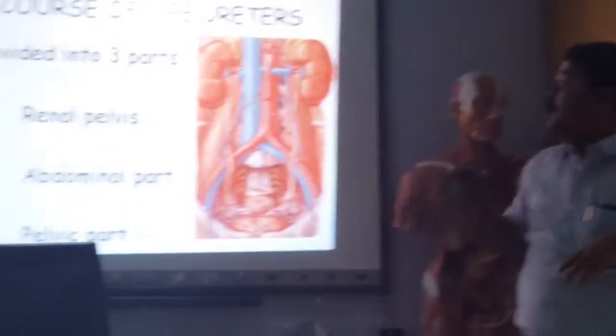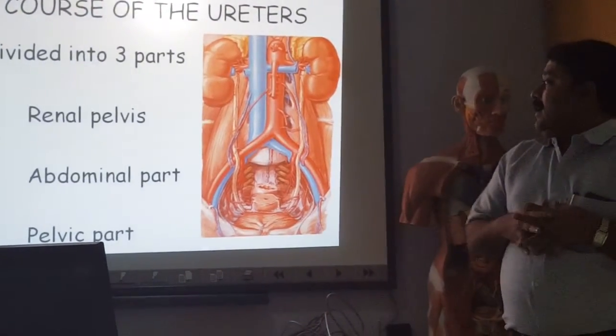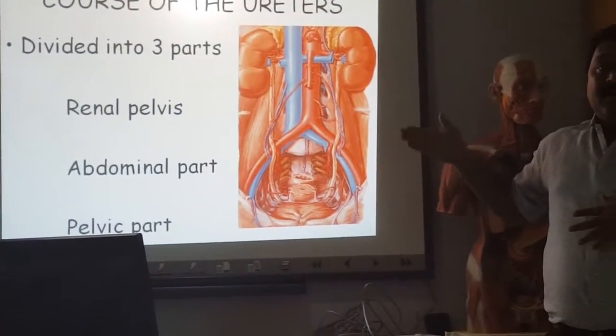So it is divided into the abdominal part and the pelvic part. Here, renal pelvis, abdominal part and the pelvic part. Where is the abdominal part? From the renal pelvis up to here, the common iliac vessels. From here, the pelvic part. Pelvic part and the abdominal part.